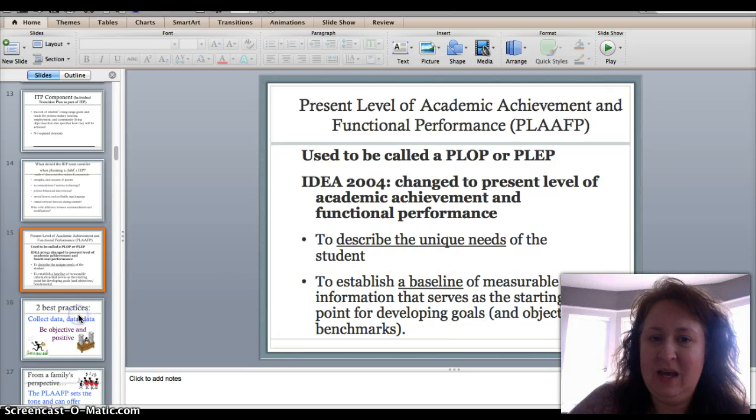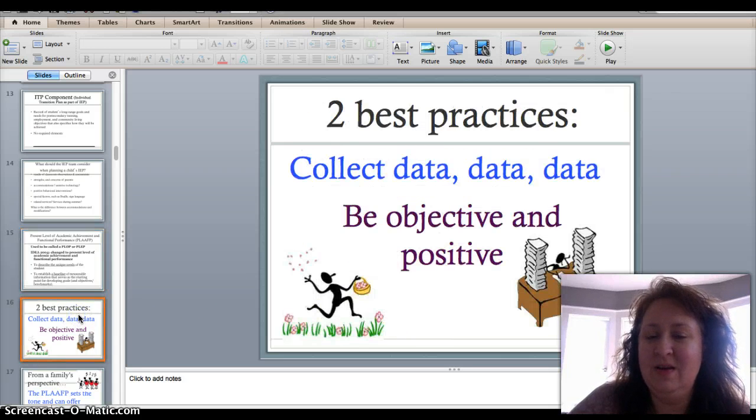So when you're writing your PLAAFP, I want you to really focus on best practices, which are making sure you have data that demonstrates students' strengths and areas of needs. And when you are writing, that you are objective and positive. You want to make sure that you are not overwhelming parents like this mean person over here, but instead that when we're in this meeting, we are really celebrating and talking about all the great things that we have with this student.